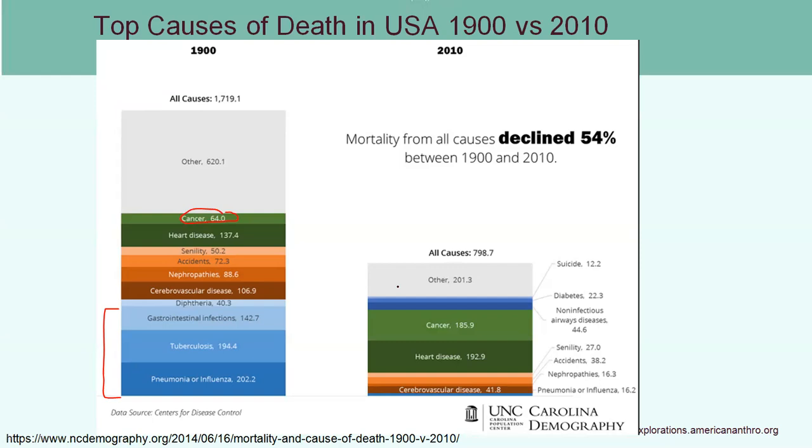Then in modern times, this is from 2010, you see that cancer and heart disease have taken the top spots. That's because people are living longer and the infectious diseases were almost completely eliminated due to the availability of antibiotics and the presence of vaccines as a preventative. As I said, we're now switching back to this version because we're developing drug resistance.